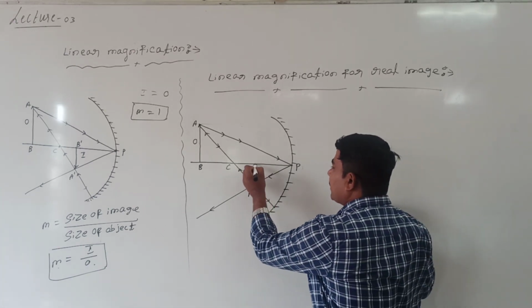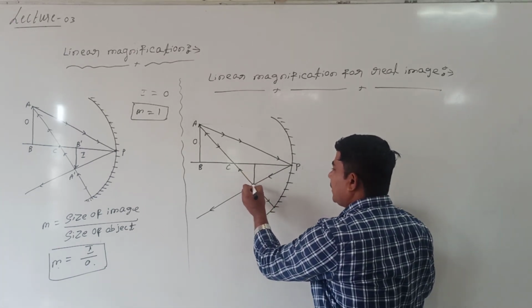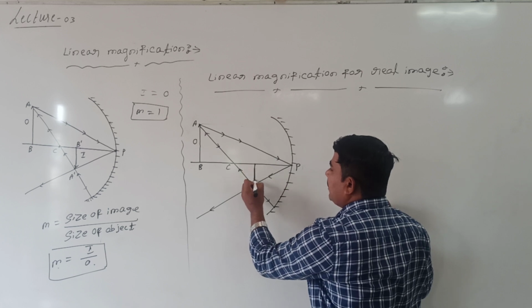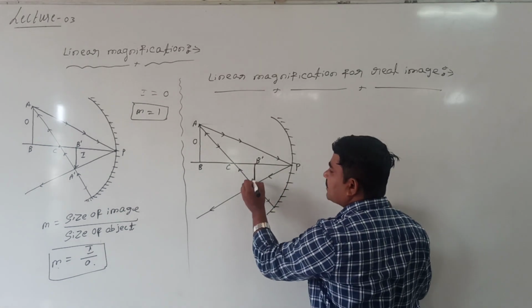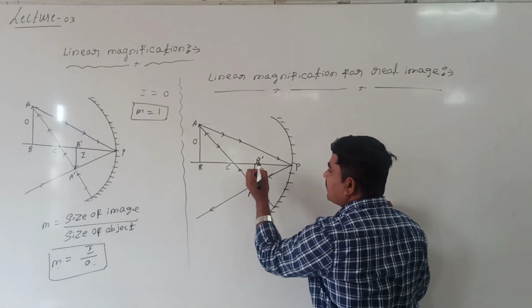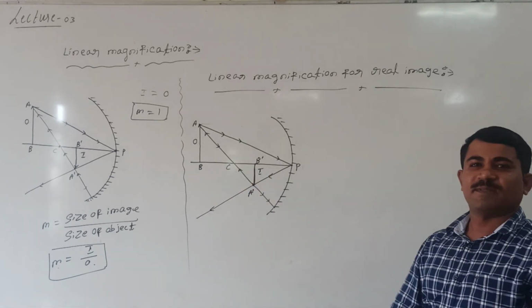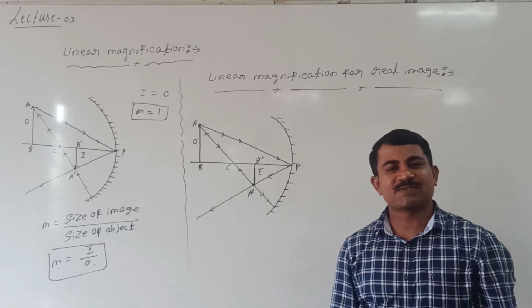How to take the image? If I draw a straight line, this indicates the image. The image appears in front of the mirror. Then I can call A dash B dash the image, and its size can be represented by I value. Very simple.